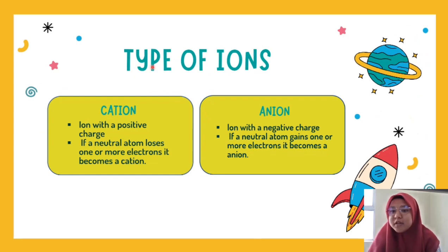We have two types of ions, which are cation and anion. What is a cation? A cation is an ion with a positive charge. If a neutral atom loses one or more electrons, it becomes a cation. Meanwhile, an anion is an ion with a negative charge. If a neutral atom gains one or more electrons, it becomes an anion.